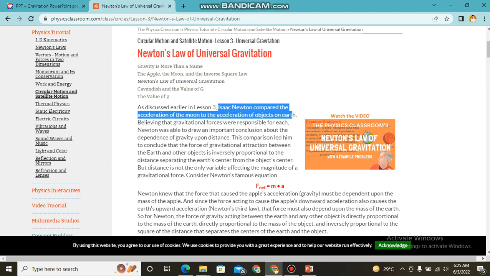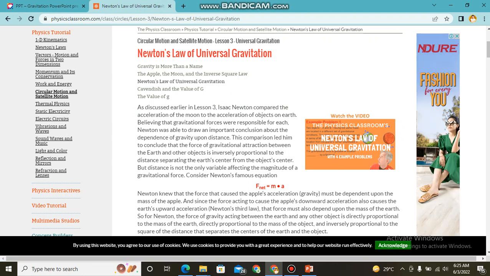Isaac Newton compared the acceleration of the moon with the acceleration of objects on the earth, believing that gravitational forces were responsible for each, for the acceleration of the moon and of objects on earth. This concerns the dependence of gravity upon distance.